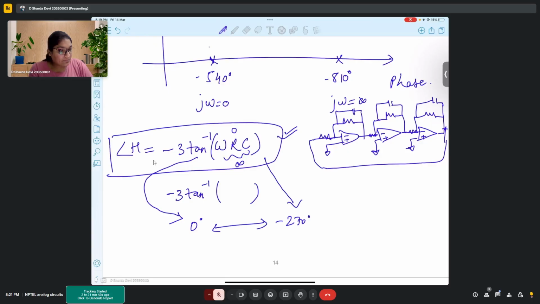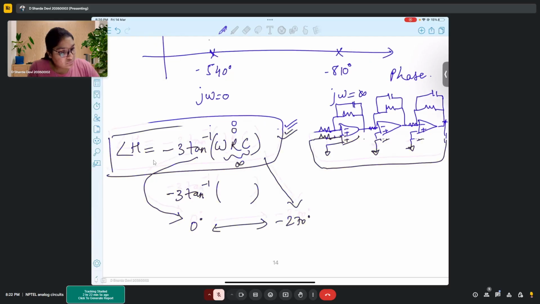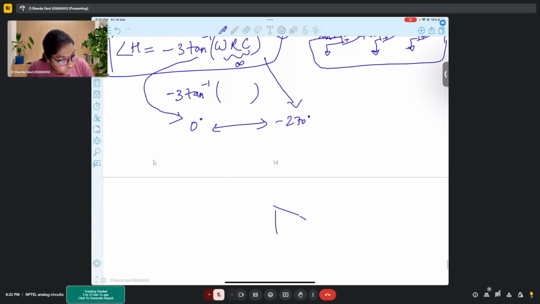My question is only whether the phase shift will change if I change the R1, R2 values. Suppose in the earlier case R1 is 1 kilo ohm, and in this case R2 is also 1 kilo ohm. If I change the R1 value, then the gain will be disturbed, not the frequency. Okay, let's see. R1, R2, C, right?